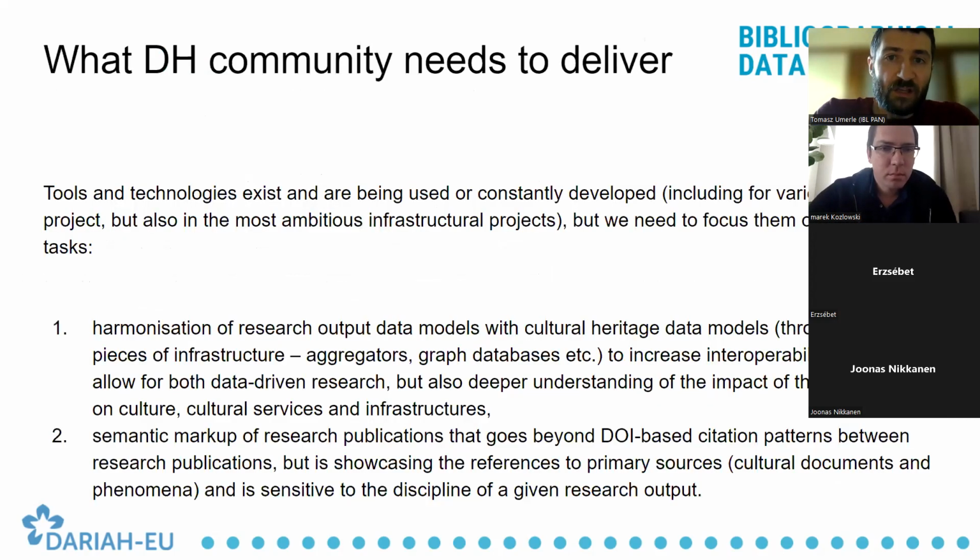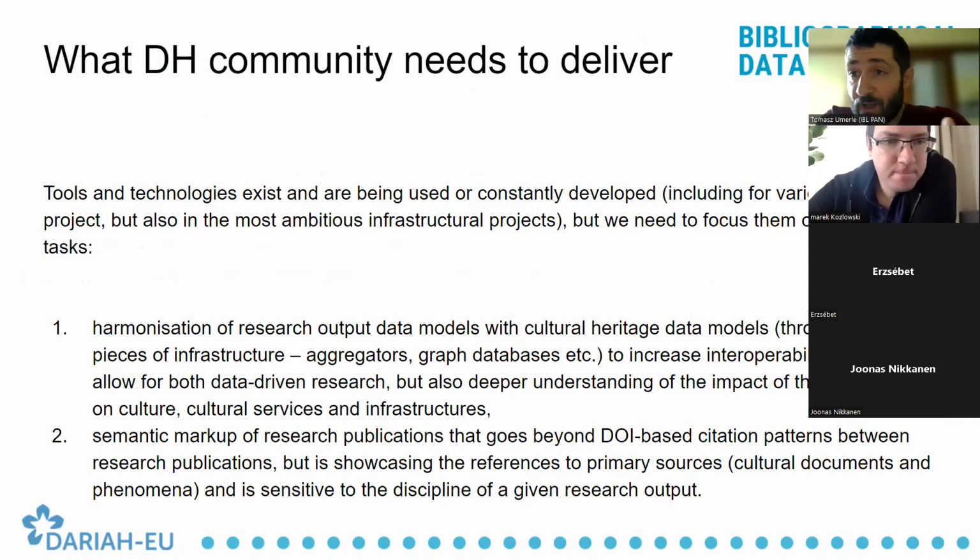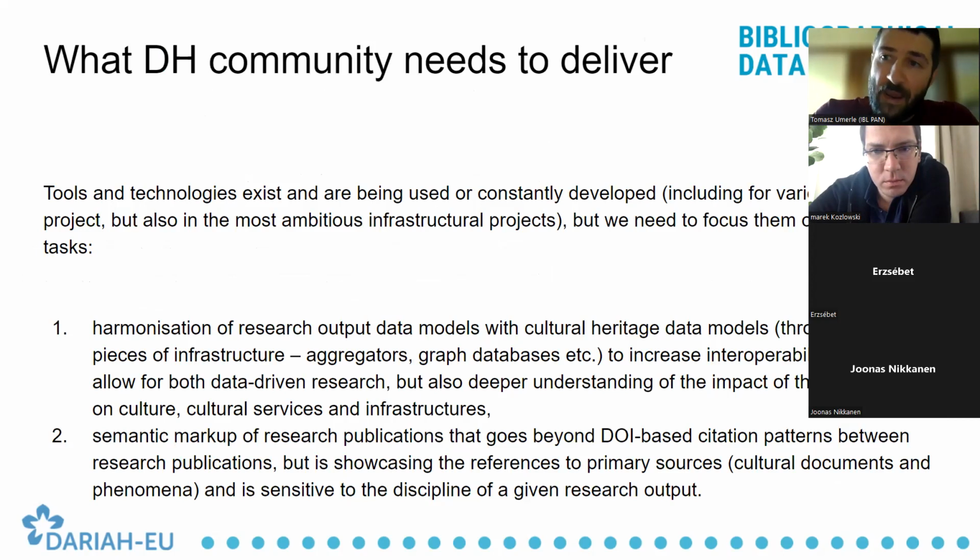So what the digital humanities community needs to deliver from this point of view is, on the one hand, the harmonization of research output data models with cultural heritage data models. And it doesn't have to be one big solution, but a number of smaller pieces of infrastructure and tools that specifically target this need of making research output in the humanities and cultural objects more interoperable, more connected. And the second thing that we need is to develop the semantic markup of research publications that goes beyond DOI-based citations and relates to primary sources.